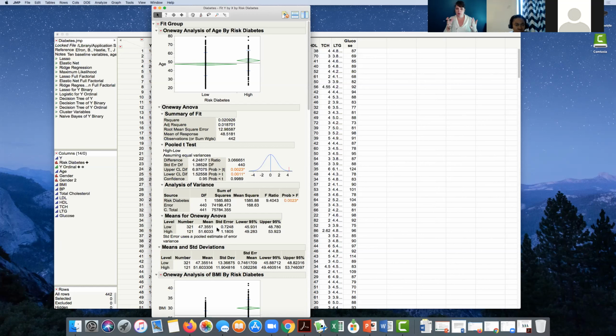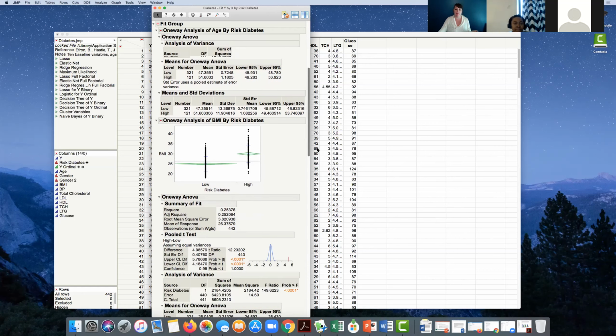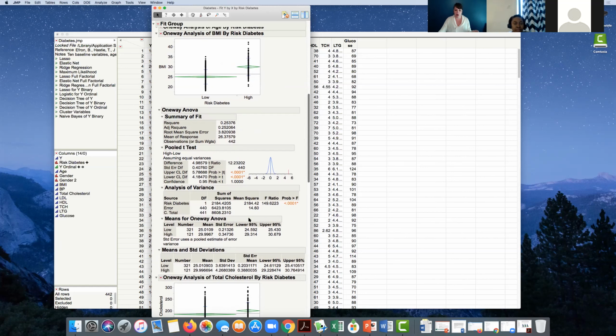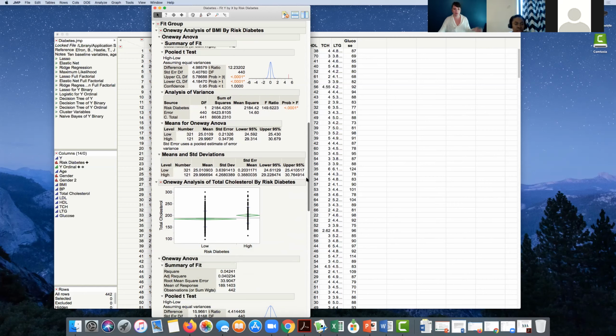I can see that I've got people who are in the low risk category that on average are younger than those in the high risk category. Does that make sense? Yes. Okay. So then I can go through and I can look at BMI. Not surprisingly, those that are lower risk have a lower mean BMI. That's not a shock either.